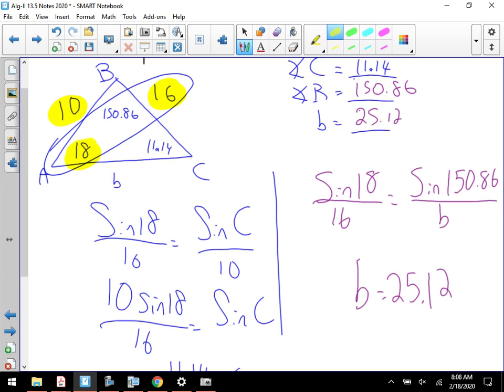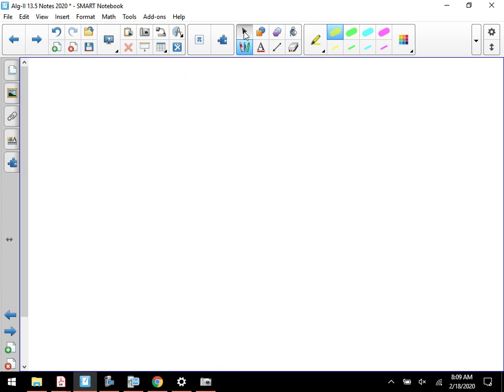So here's the scenario. This is where things in Algebra 2 get a little weird. There runs a possibility whenever you have angles side side that you can have more than one triangle. Now, this is where you're going to have to trust me a little bit.